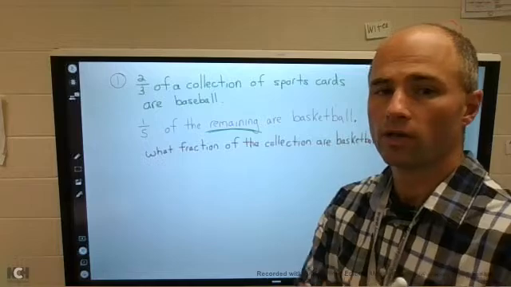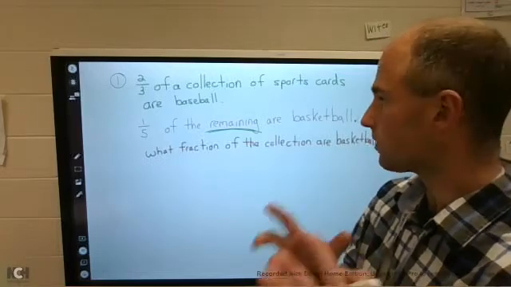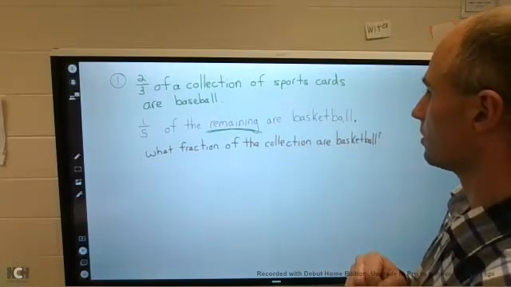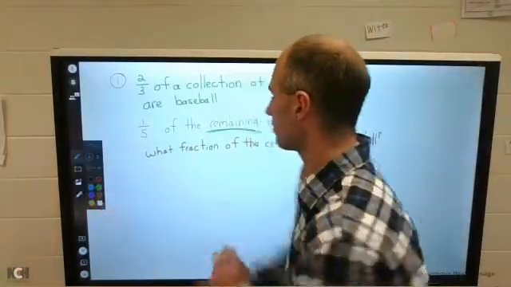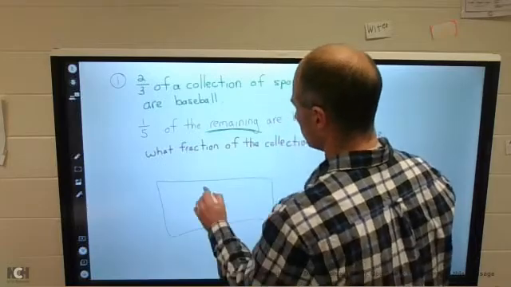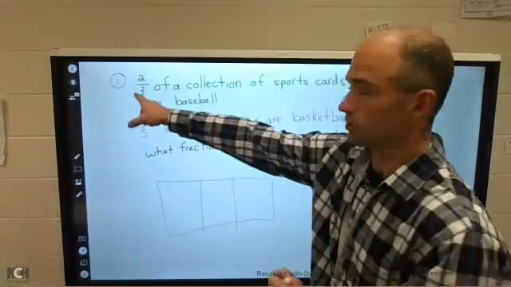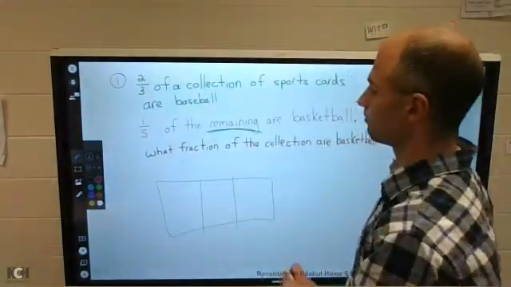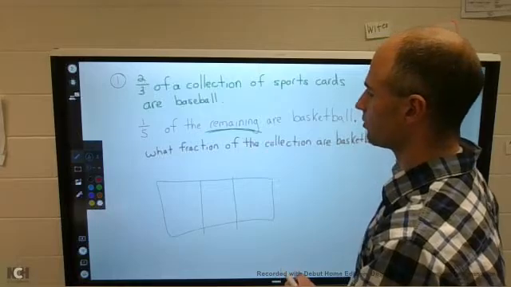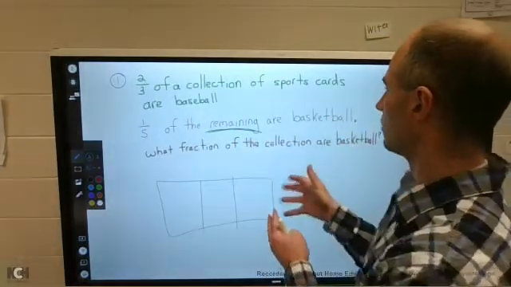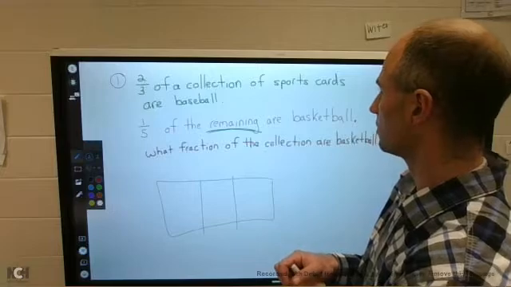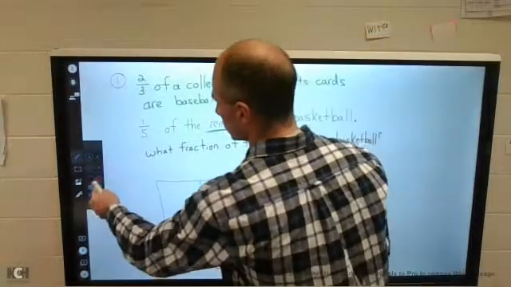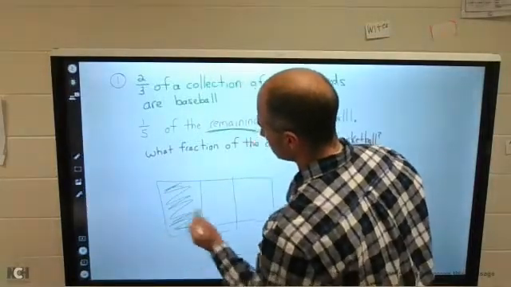Okay, now that you have gone ahead and solved this problem, let's see how you did. So 2/3 of the collection of sports cards are baseball. So I'm going to break a box up into thirds because thirds is my denominator. Then recognize, hold on, 1/5 of the remaining are basketball. So all right, so 2/3. Here's all my baseball cards.